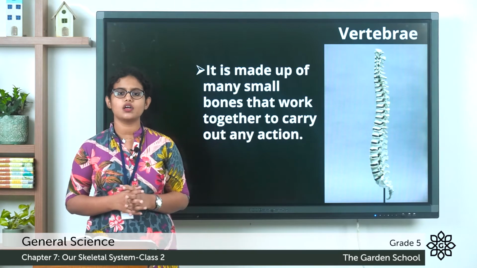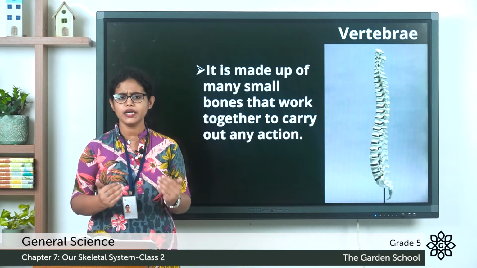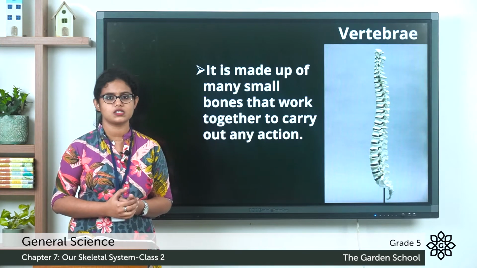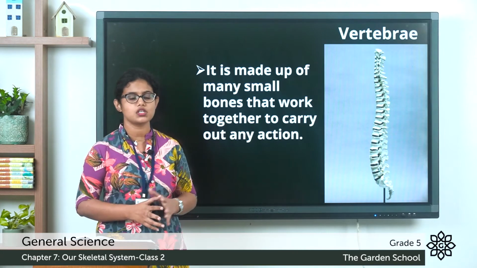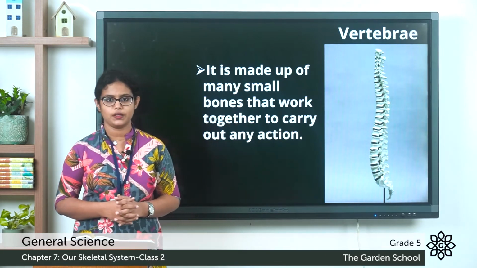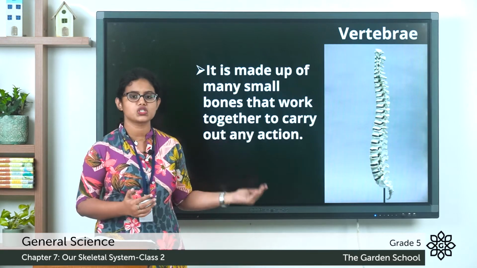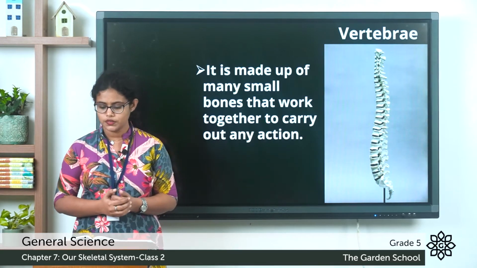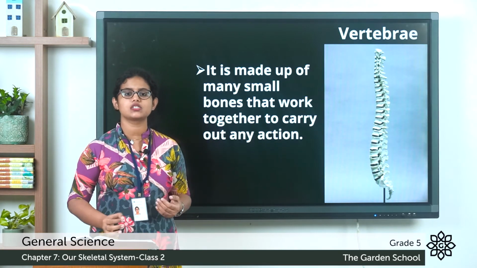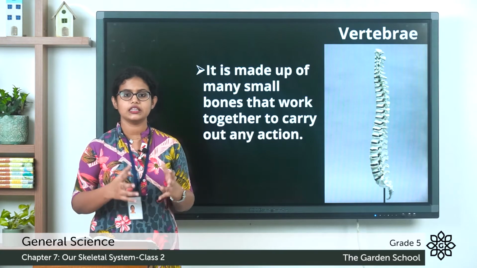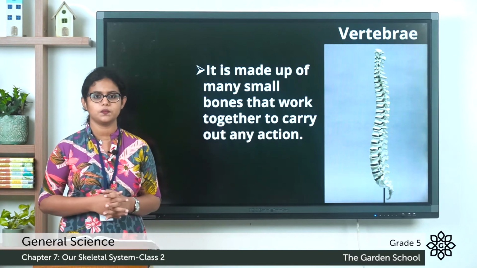This vertebral column is not made up of a single bone. It is made up of multiple bones. They are made up of 33 ring-shaped bones, which are called the vertebrae. And there is a hole in each vertebra through which the spinal cord runs. This spinal cord is protected by the vertebral column.